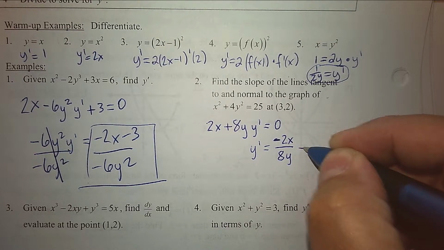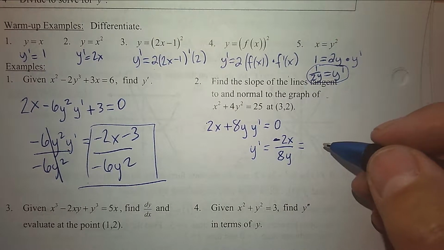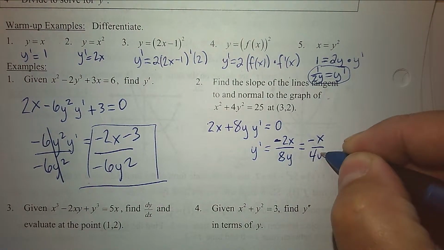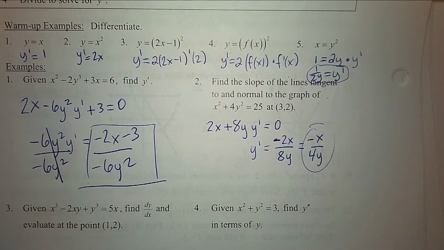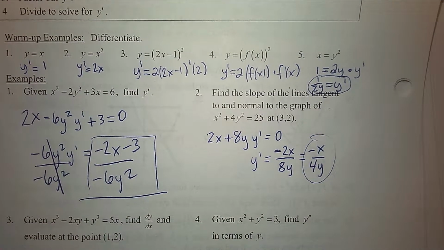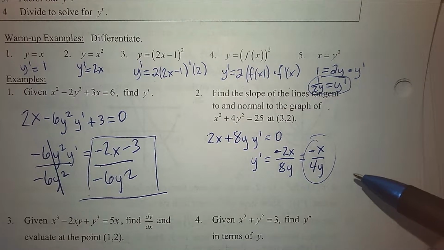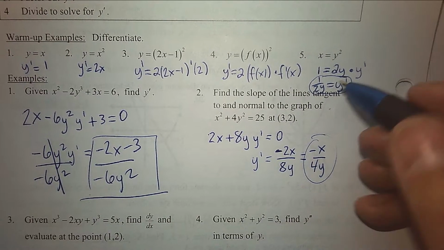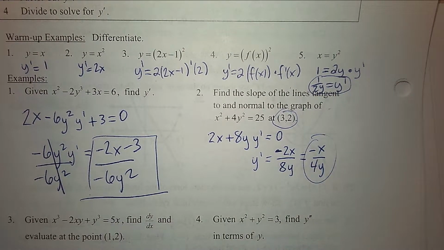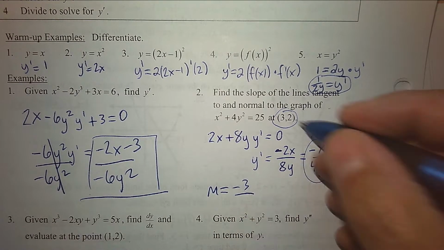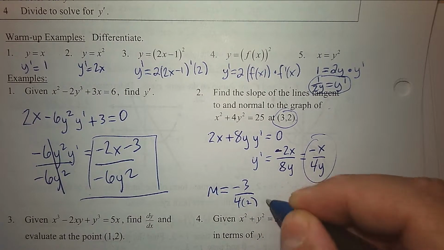It might be easier to simplify because we're going to use it. So 2 goes into 8 4 times. This describes the slope at any point. We're used to only using the x value, right? But in this equation, I need x and I need y to find the slope. So what's my x and y? X is what number? 3. What's y? 2. I need both.